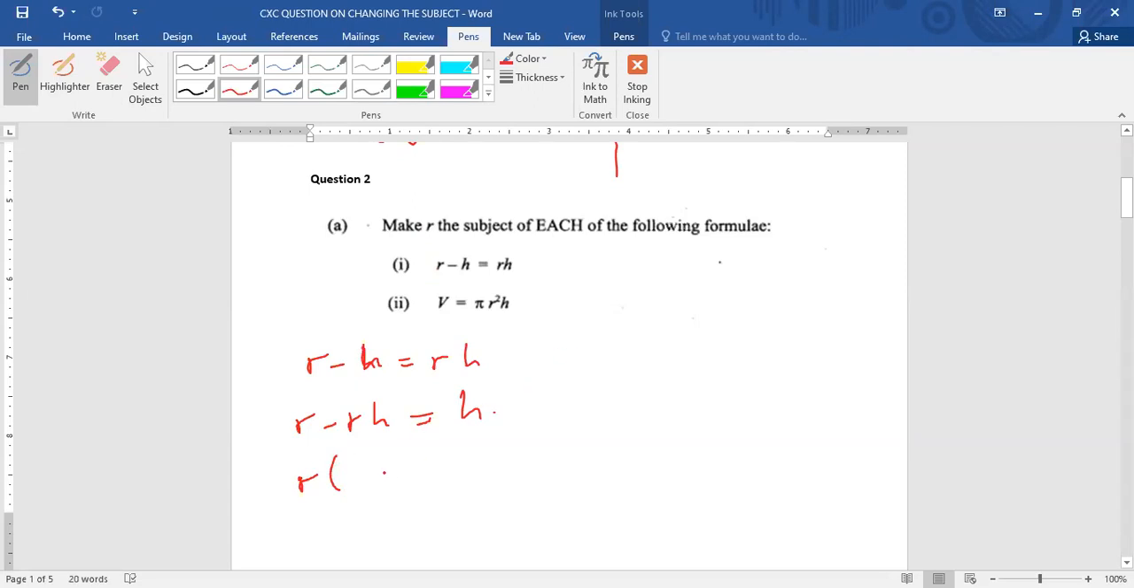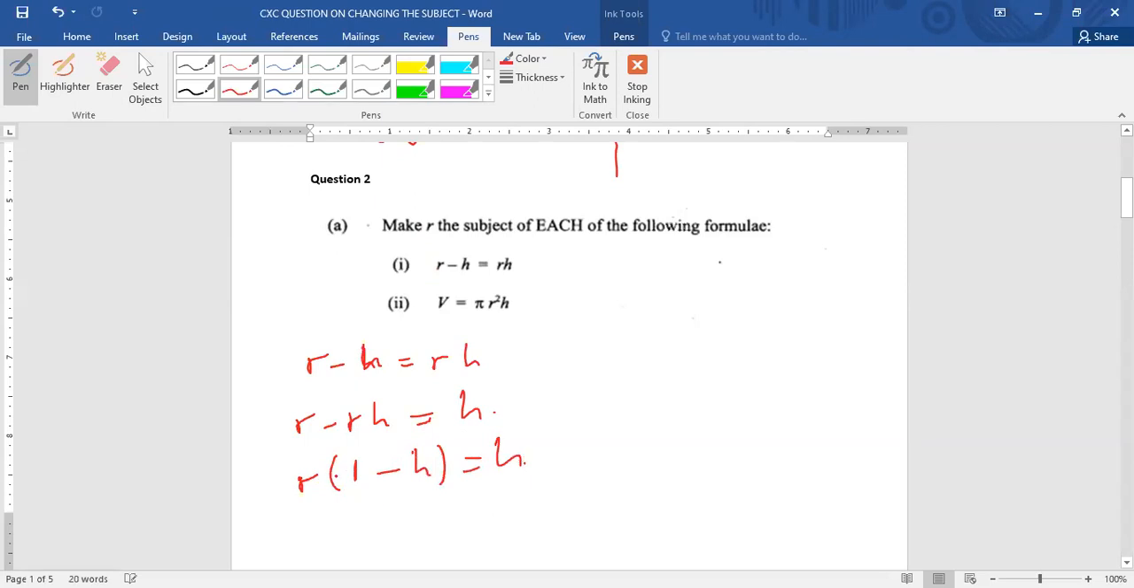Now, R go to RH, what is left? One. RH go to R. RH divided by R will give me H. Oh, H. Go to H.